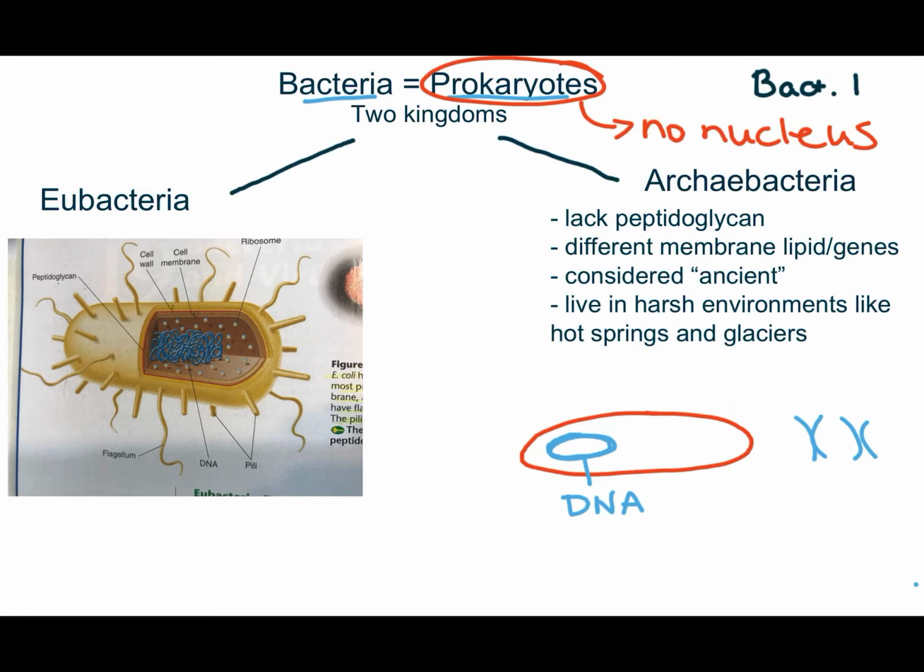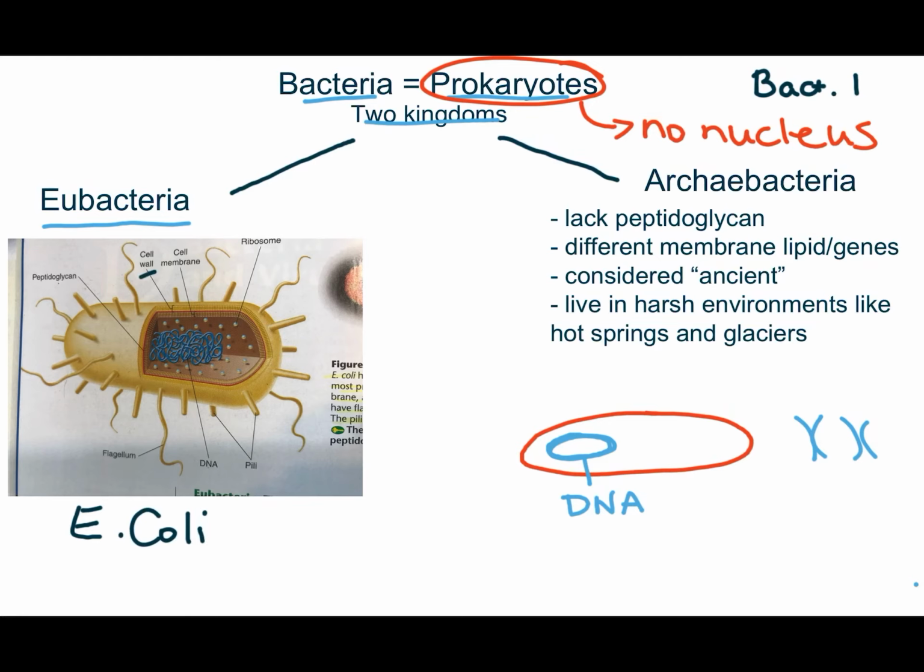Okay, so there are two kingdoms of bacteria. You may recall this from when we were learning about classification and Carolus Linnaeus. Eubacteria is the one that's much more common in the world. Most of our diseases are caused by eubacteria. This particular bacteria here, this figure is in your book, is an E. coli. So let's take a look at this.